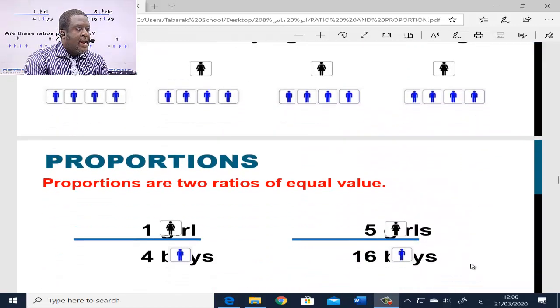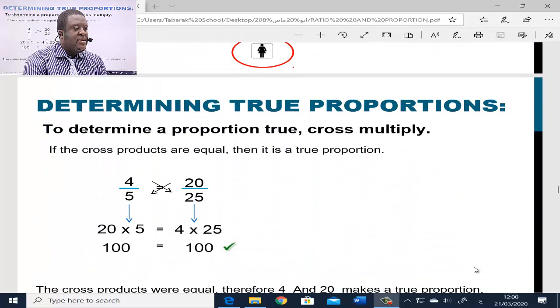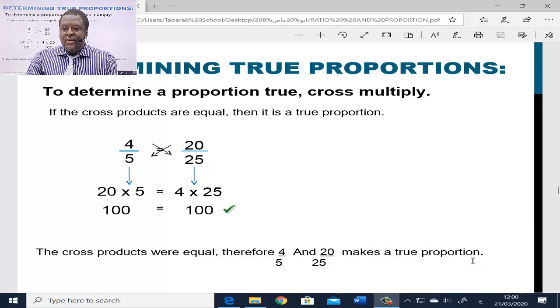Now, we want to determine a true proportion. And how do we determine a true proportion? Once again, I want to define or explain what a proportion is for you. A proportion is when we set up 2 equivalent ratios as an equation.